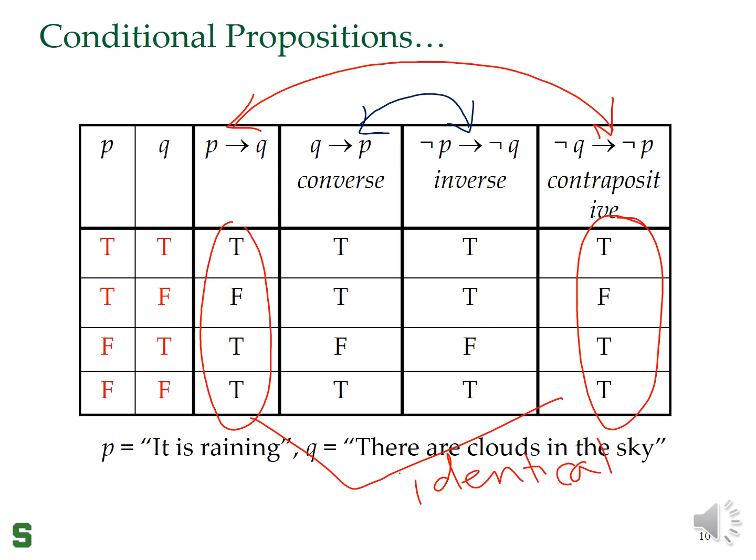However, these two are not the same. In other words, the implication and its converse or its inverse may not have the same truth value. It's possible one of them is true, but the other one is not.